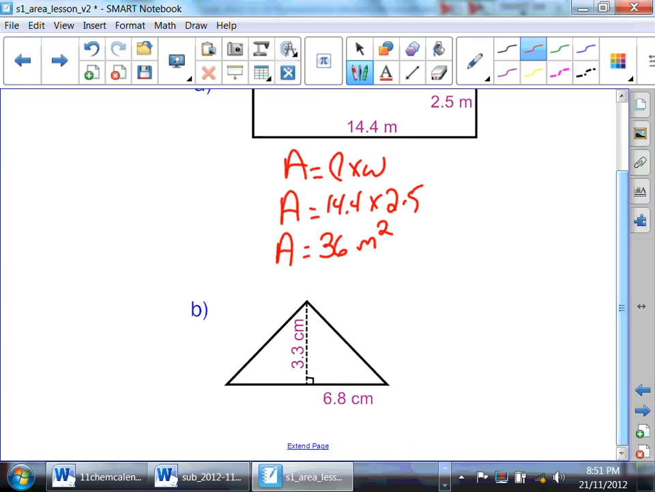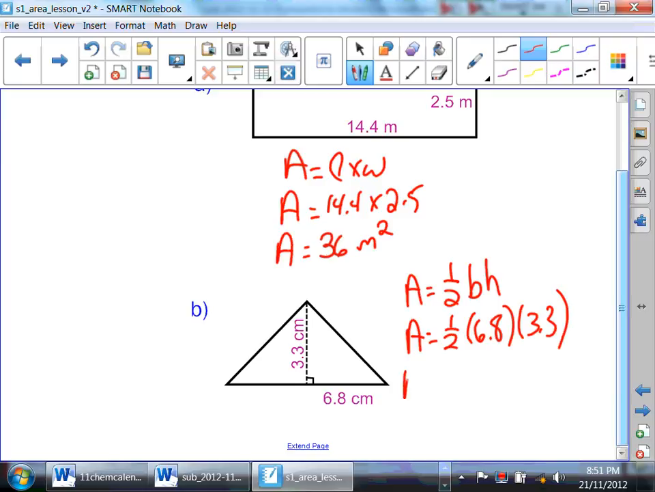Now we'll try the triangle here. So we know the area of a triangle is 1/2 base height. So the area of a triangle is 1/2 of 6.8 times 3.3. So if we wanted to do this on our calculator, what we could do is figure out what 6.8 times 3.3 is.